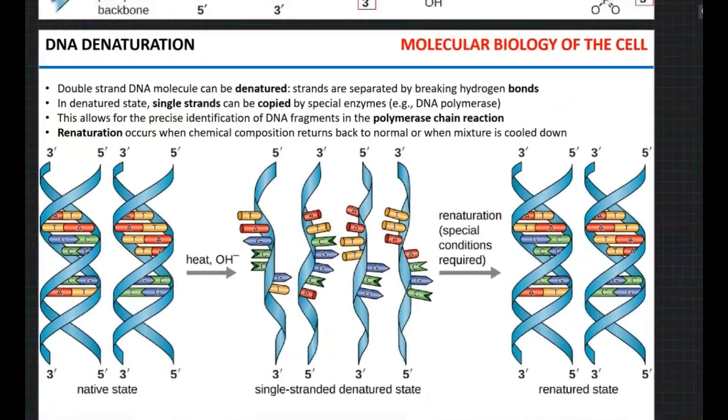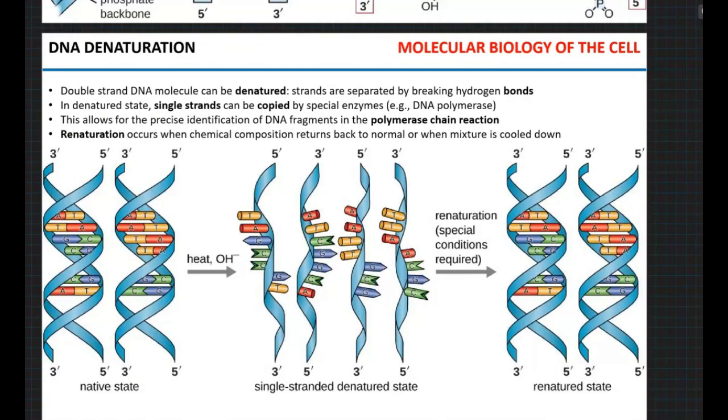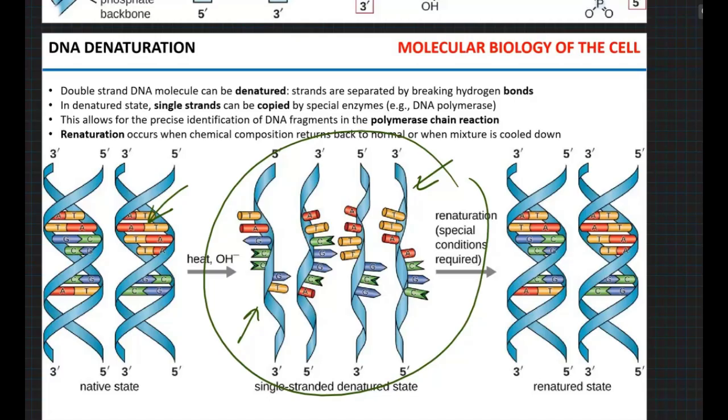So, since the information is essentially written in the bases, and the bases are hidden within the double strand, in order to read any information from that double strand, the cell must be able to separate the strands. So the separation of strands that you see in the center is called DNA denaturation. Okay?